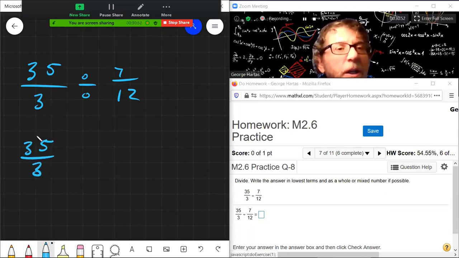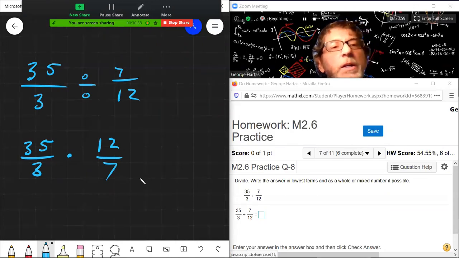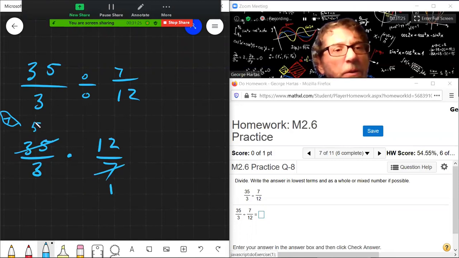35/3, keep, change, flip. Are we going to multiply across? No, absolutely not. We're going to reduce first. This begs for reduction. Oh, yeah. That does not reduce. That does not reduce. That reduces very nicely. The number that divides into both is 7. 7 goes into this 7 once. 7 goes into 35 5 times. Nice.